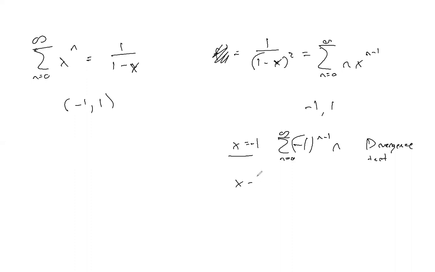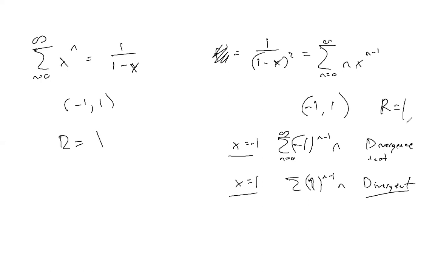What if I plug in x equals 1? Then I get the series positive 1 to the n minus 1 n. Again, this is divergent by the divergence test. Okay, so I don't want to include these endpoints. All right, so boom, parentheses on both. So in this case, the interval of convergence is the exact same for both, and the radius of convergence is always going to be the same for both. All right.